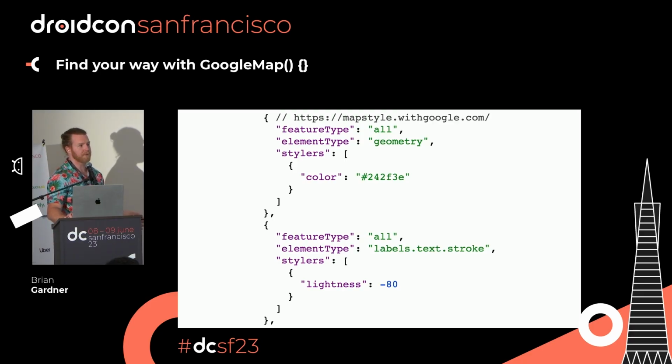Fortunately, you don't have to create this yourself. There's mapstyle.withgoogle.com. You basically go in and say, yes, I want these features. No, I don't want these features. And it'll just spit the JSON out for you. Makes it super easy.